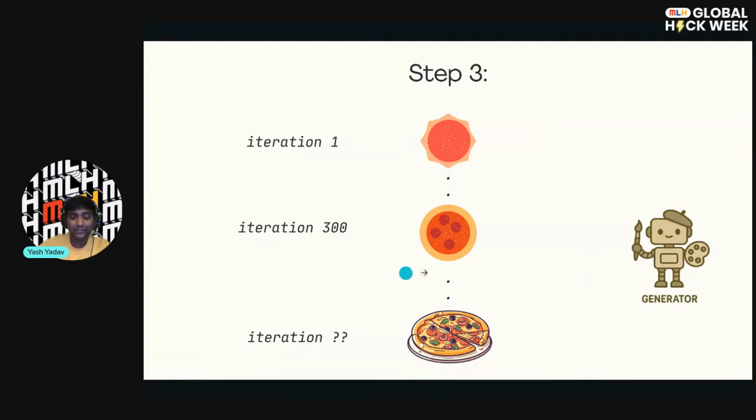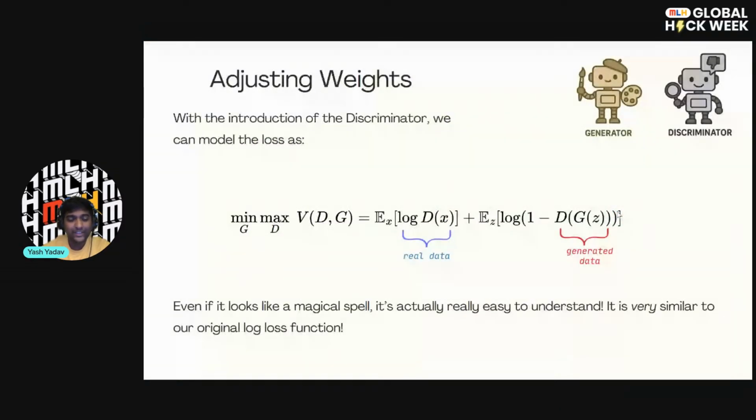I talked about how they both work together to adjust their weights and somehow be able to improve. But how exactly does that go? How exactly do they manage to adjust weights? If we look at that, we get this big loss function. At first glance, this looks like a big magical spell, but it is very similar to our original logic. It is essentially the same thing.